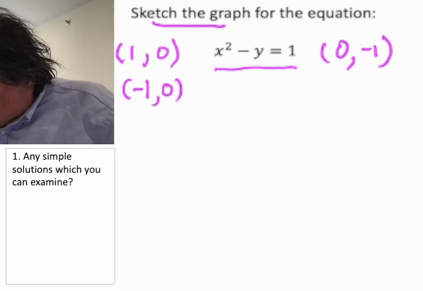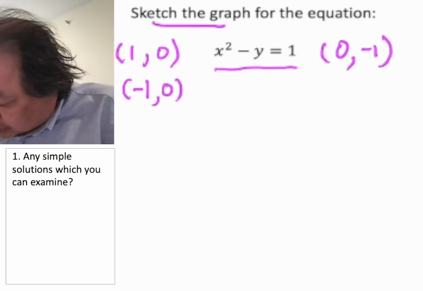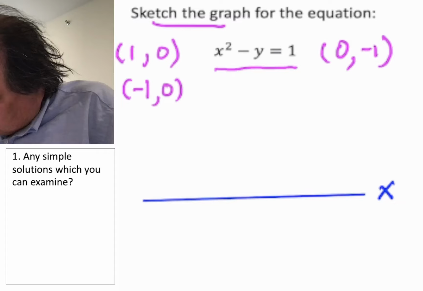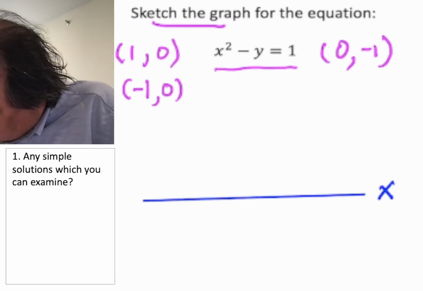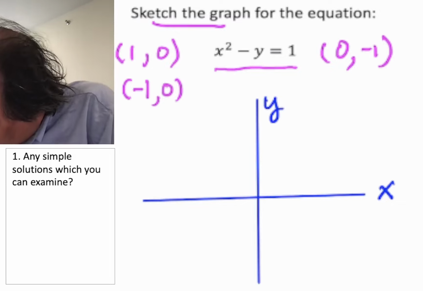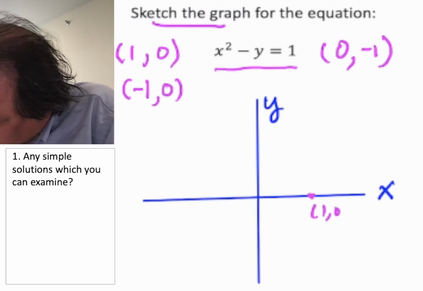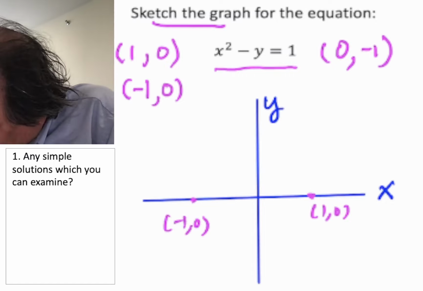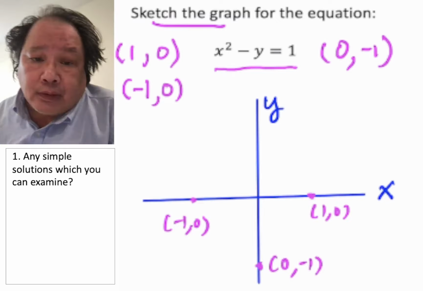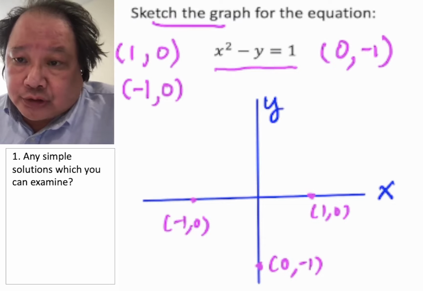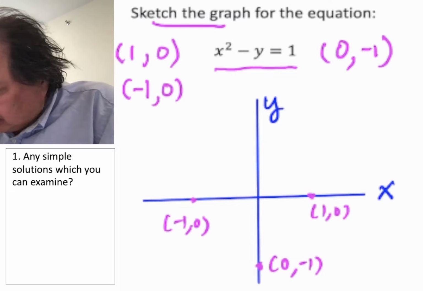And in the previous video, we saw that we could calculate the slope at these 3 points. So if I make this the x-axis and this the y-axis, we're going to consider the points 1, 0, minus 1, 0, and 0, minus 1. And we saw in the previous video that the slope at 1, 0 is 2. So 2 is a fairly big number, and it's positive.